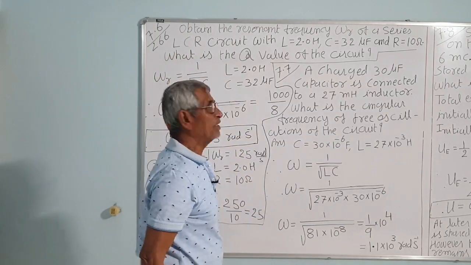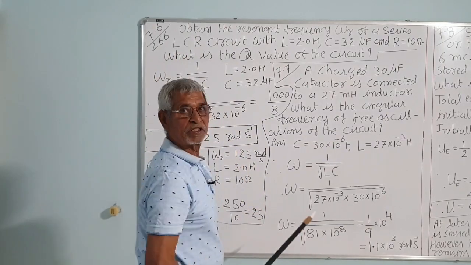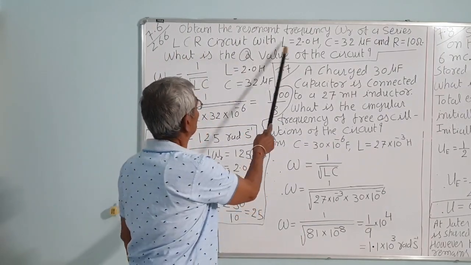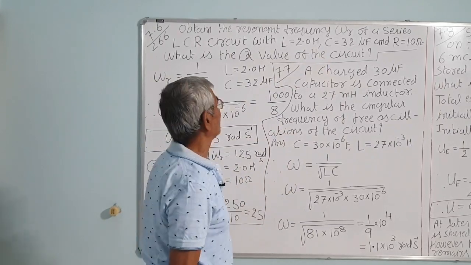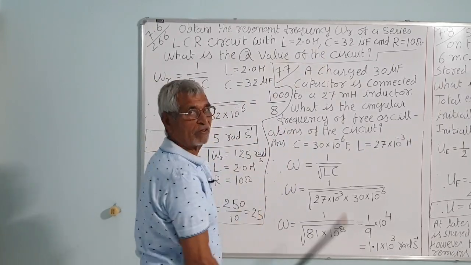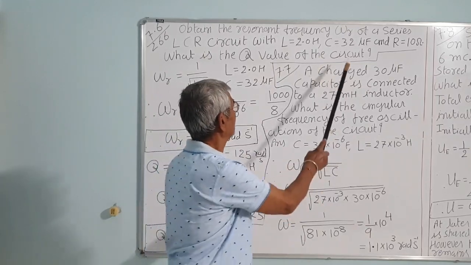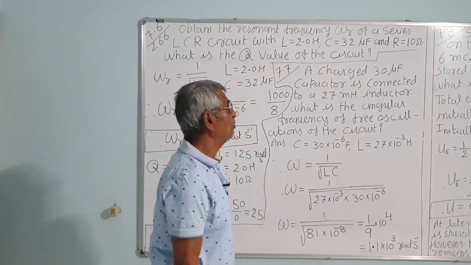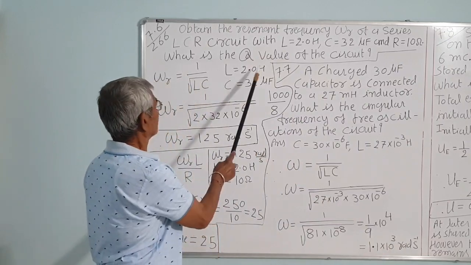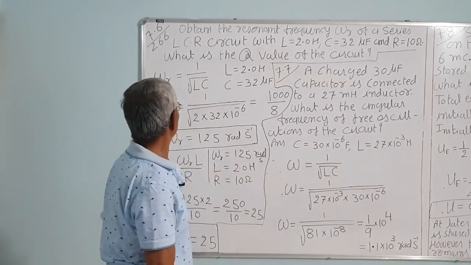Example 7.6, page number 266, same page. Now obtain the resonant frequency omega r of a series LCR circuit with L equal to 2 Henries, C equal to 32 microfarad and R equal to 10 ohm. What is the Q value of the circuit?